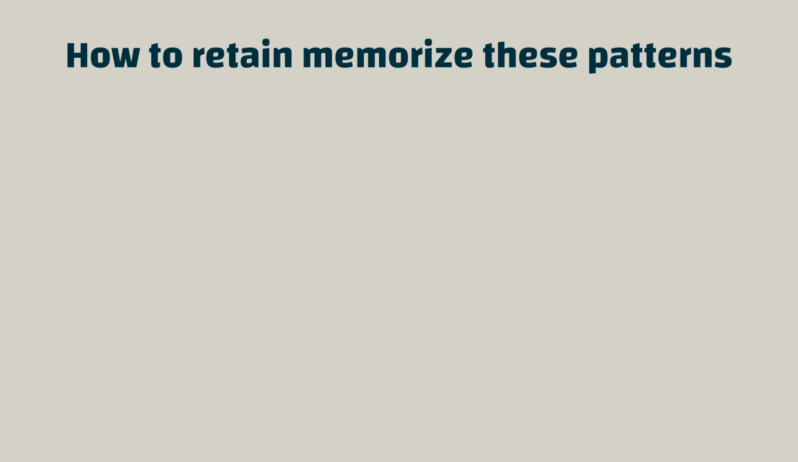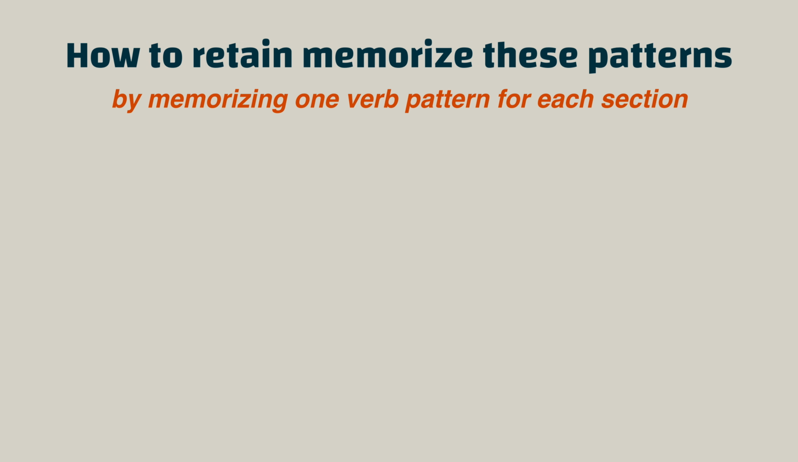Now the question is how to memorize the 6 patterns of triliteral root verbs and never forget them. The solution to that is you need to memorize just one pattern for each section. And in the next video, I'll show you how to use these sections to understand the pattern of any verb. For now, let's have a look at the recommended patterns you need to memorize.